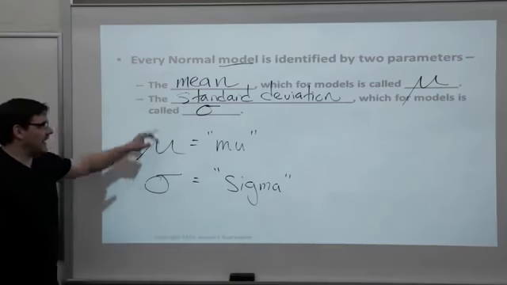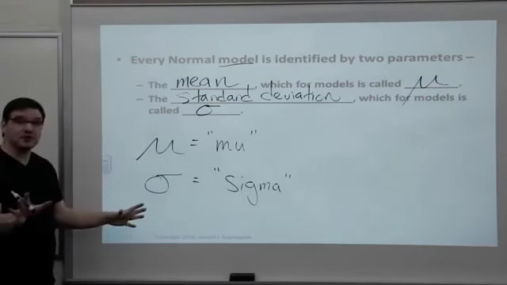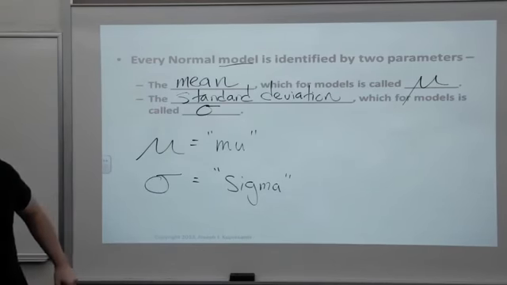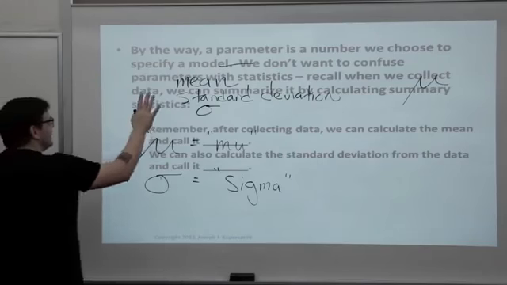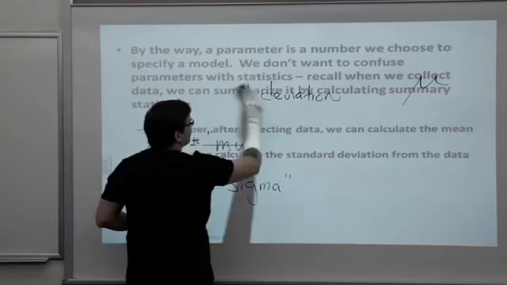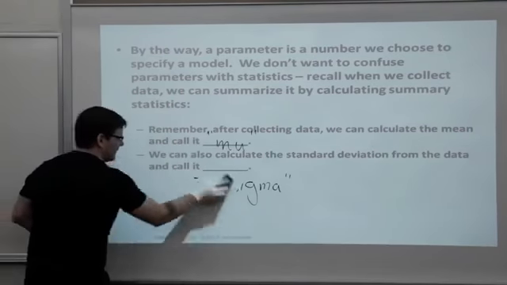If we're talking about models with model parameters, these are the symbols that we have to use. They are different than what's going to come on the next slide here. Parameters are numbers that we choose to specify a model. We don't want to confuse those with statistics.